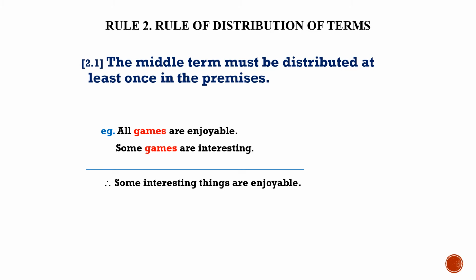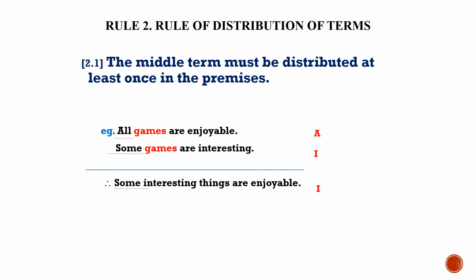All games are enjoyable. Some games are interesting. Therefore, some interesting things are enjoyable. Here, the first premise has the word all, so it's an A proposition. The second premise has the word some, so it's an I proposition, and the conclusion has the word some, so it's an I proposition. Now games is the middle term, which lies as the subject of a proposition.